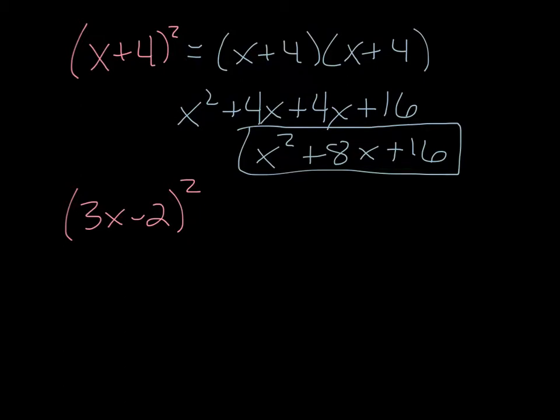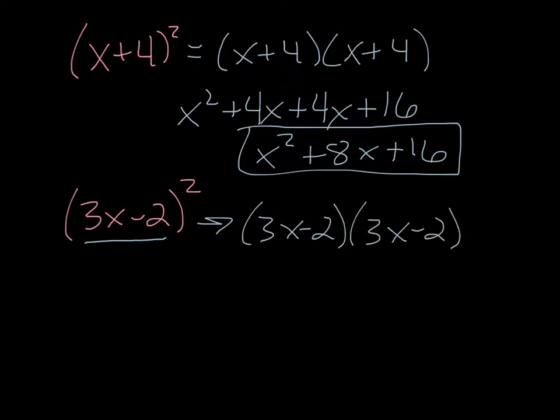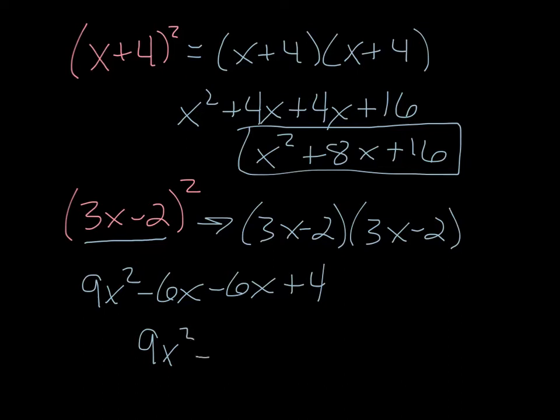And now I'm just going to reinforce that idea. Again, you're multiplying the base by itself twice. So that's going to give us 3x minus 2 times 3x minus 2. And we're going to FOIL. 3x times 3x is 9x squared, minus 6x, minus 6x, plus 4. Combine like terms for 9x squared minus 12x plus 4.